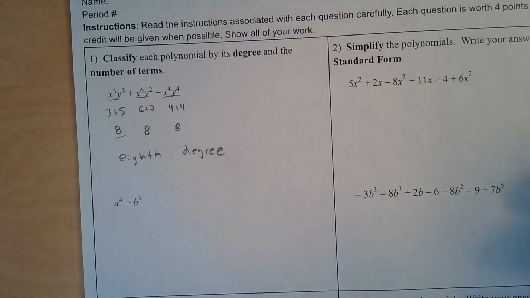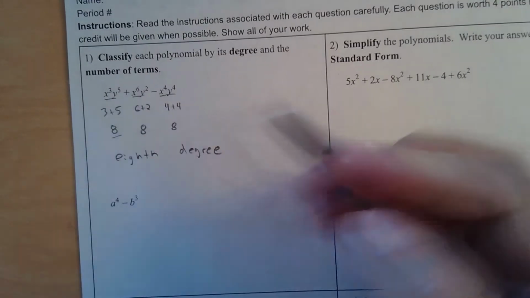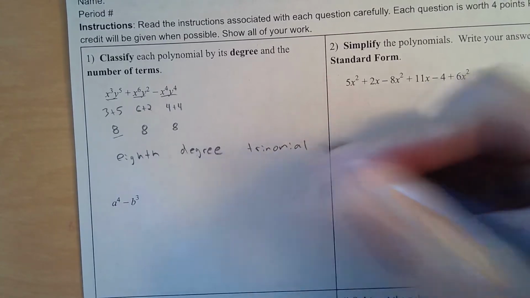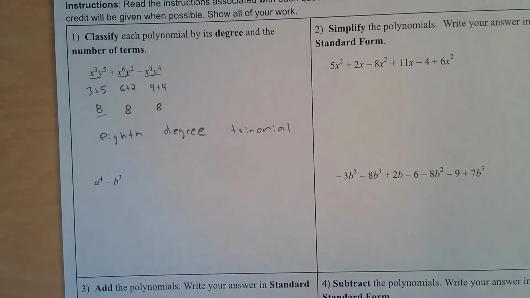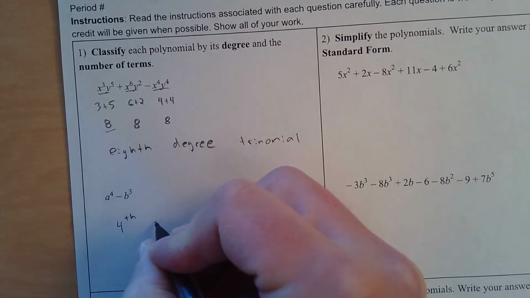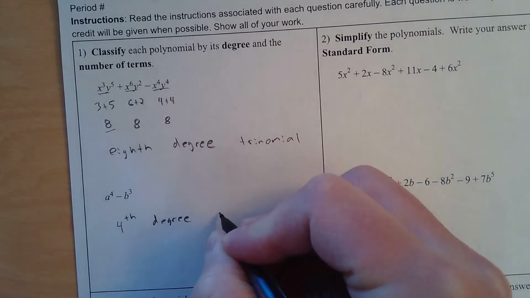A monomial would be a single term polynomial. A binomial would be a 2-term polynomial. A trinomial would be a 3-term polynomial. And then everything else we just call polynomials. But once again, this one has 3 terms, so we're going to call it a trinomial. And this one, we would call this a 4th degree binomial.